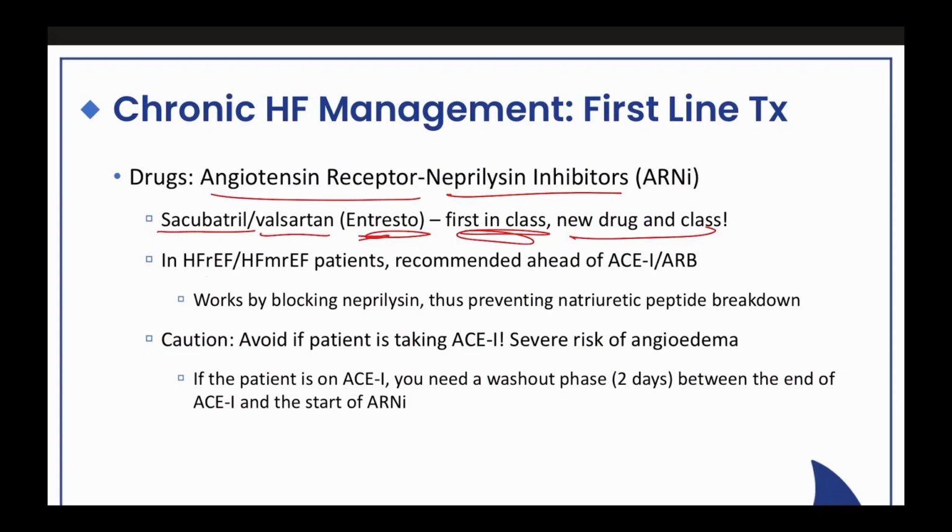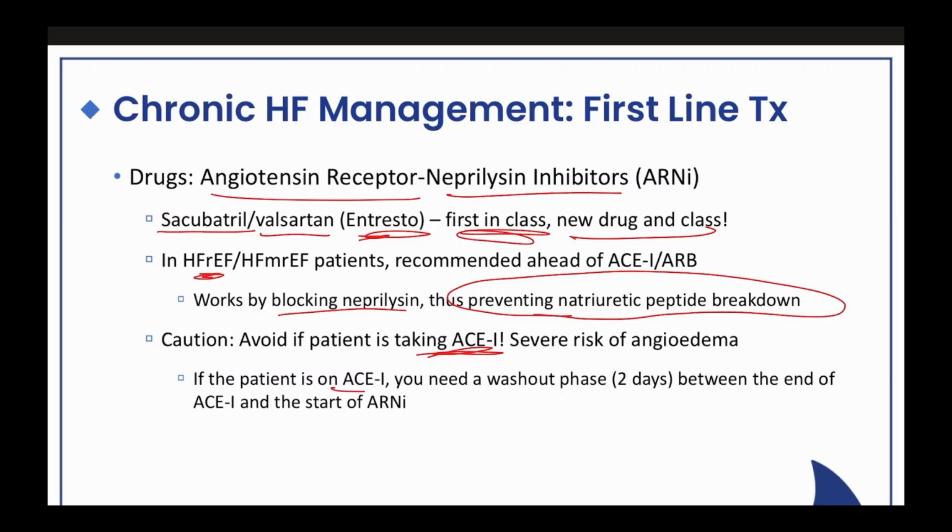So best in reduced ejection fraction patients. Blocks the neprilysin, thus preventing natriuretic peptide breakdown. Why is that important? That helps with the BNP. It helps with the BNP, brings it down. Remember, what does natriuretic peptide do also? Natriuresis, to get rid of the sodium out of the urine that will bring water along with it. The longer this can stick around, the longer your body can naturally diurese yourself, or natriurese, because we're doing it with sodium. And avoid if they have ACE inhibitor issues in the past.